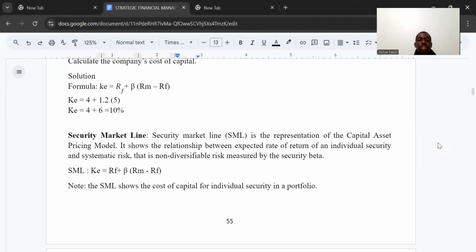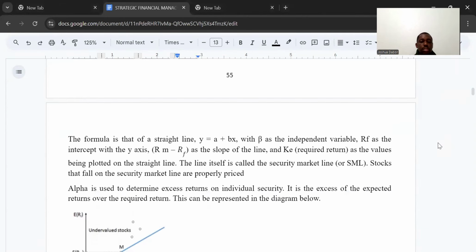It shows the relationship between expected rate of return of an individual security and systematic risk. This is just a repetition of the capital asset pricing model, of that formula, which is Ke = Rf + β(Rm − Rf). So that is the security market line. That's just the formula.